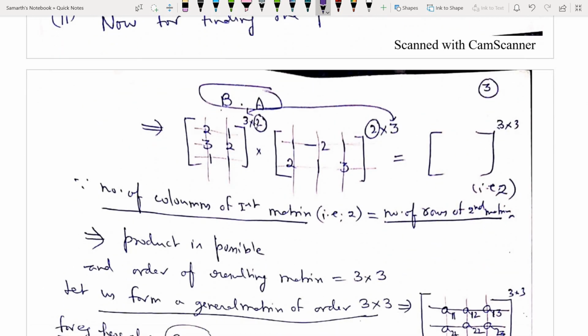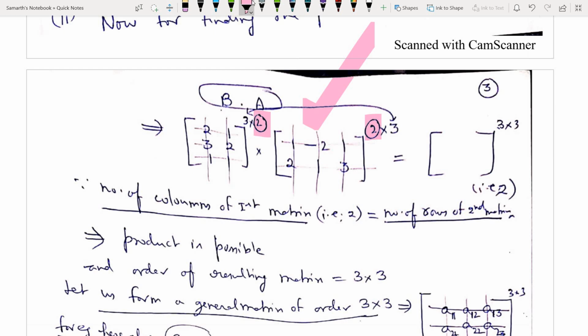what you will do, you will write the matrices in the same manner like BA. Matrix B should be written first with a product sign in between, and then afterwards I will write matrix A. And in this case, again I will proceed in the same manner. I will write their orders first.